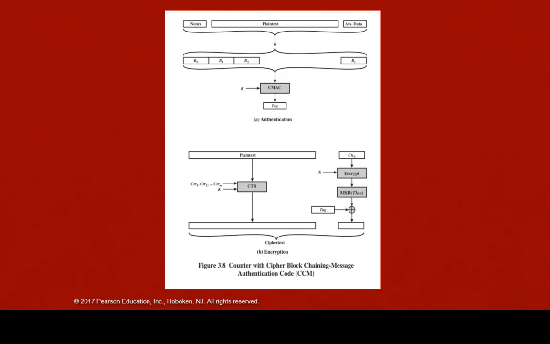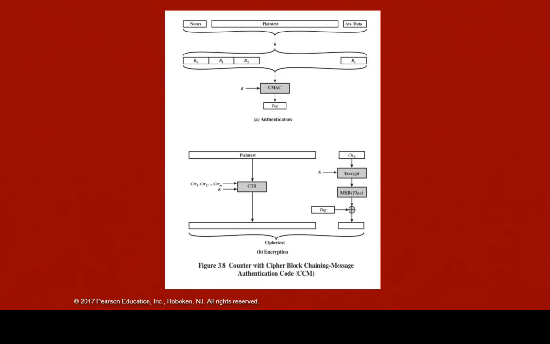The figure illustrates the operation of CCM. For authentication, the input includes the nonce, the associated data, and the plaintext. This input is then formatted as a sequence of blocks B0 through BR. The first block contains the nonce plus some formatting bits that indicate the lengths of the N, A, and P elements. This is followed by 0 or more blocks that contain A, followed by 0 or more blocks that contain P.